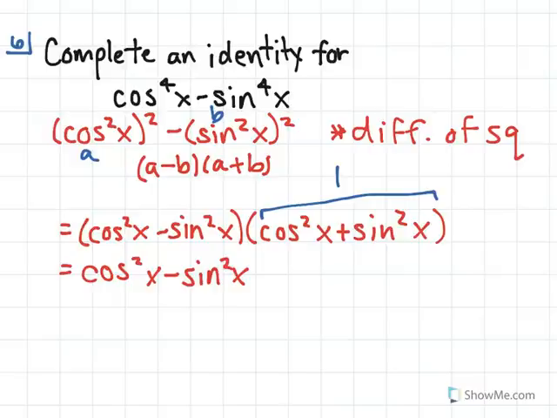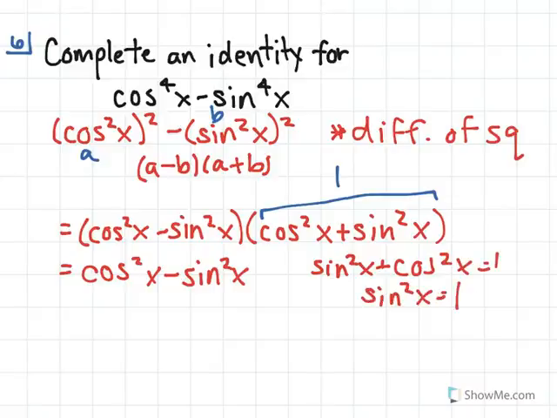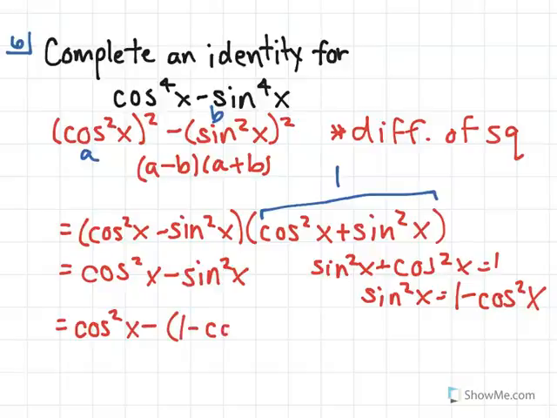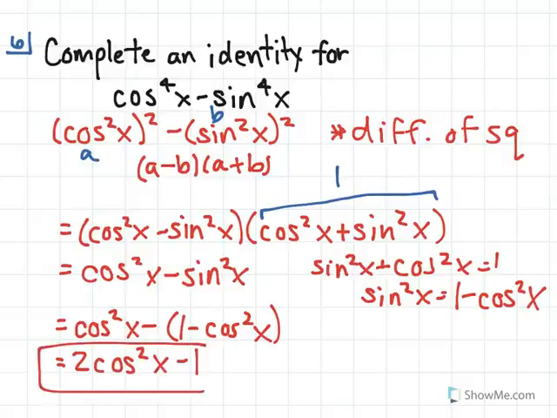So we can simplify this one step further. So remembering that sine squared x plus cosine squared x equals 1, we also know that sine squared x equals 1 minus cosine squared x. So we can plug that in and have cosine squared x minus the quantity 1 minus cosine squared x. And making sure that we keep track of our negatives and subtraction, we're going to end up with 2 cosine squared x minus 1 as our final answer.